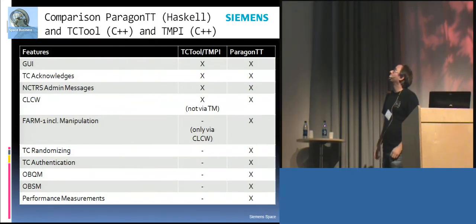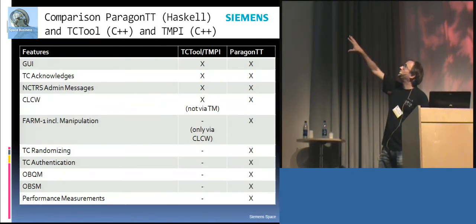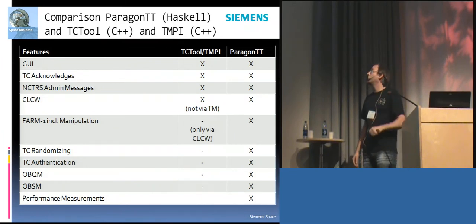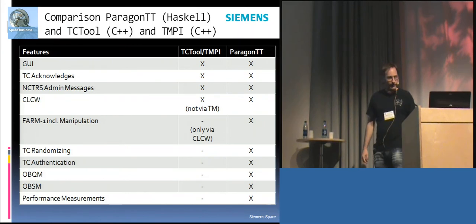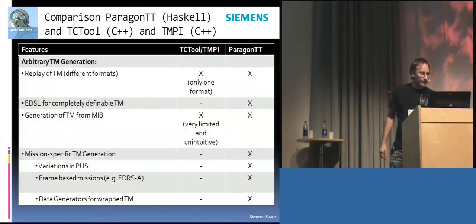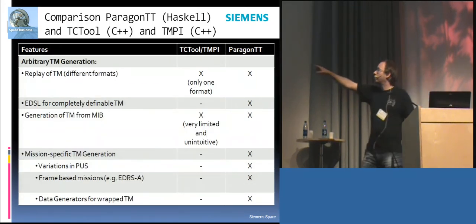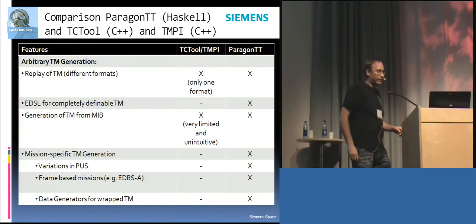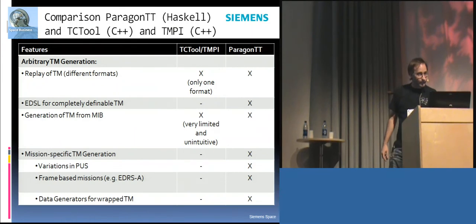Okay, so this is a comparison of Paragon TT with some ESA tools, the TC tool and the TMPI for telecommands and telemetry. They are delivered with newer versions of SCOS, they are in C++, but they don't work seamlessly together. So you can't really drive closed loop tests. And you see we have here a lot of features and here a lot of missing things. Also for the telemetry side, and for these are complicated things. So they are completely missing.